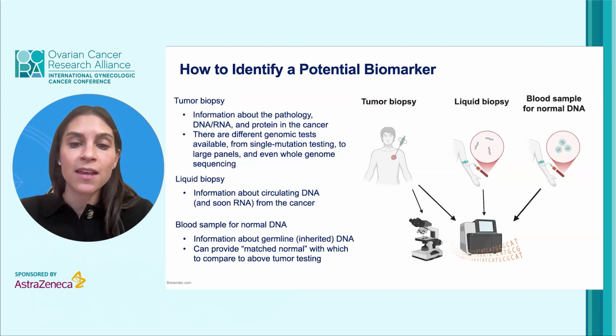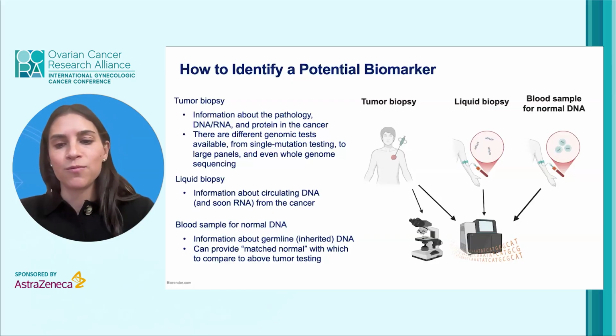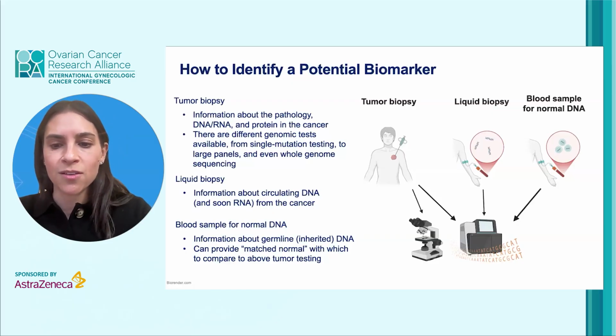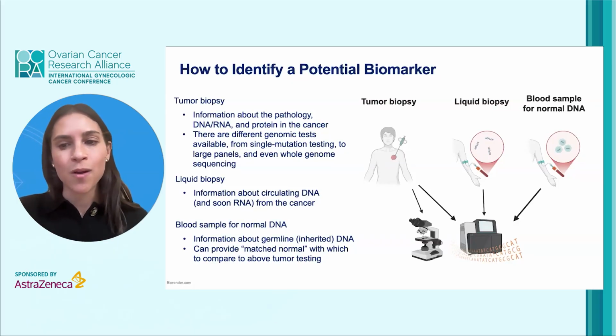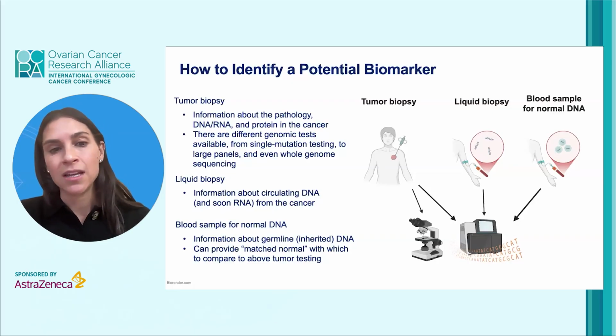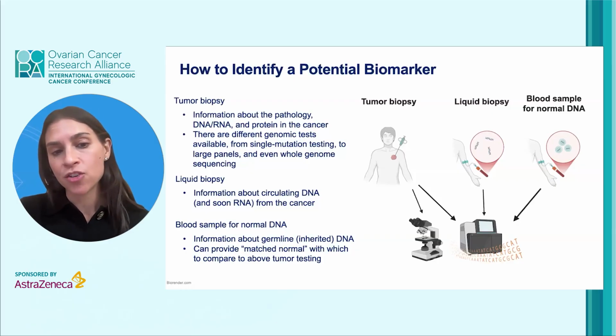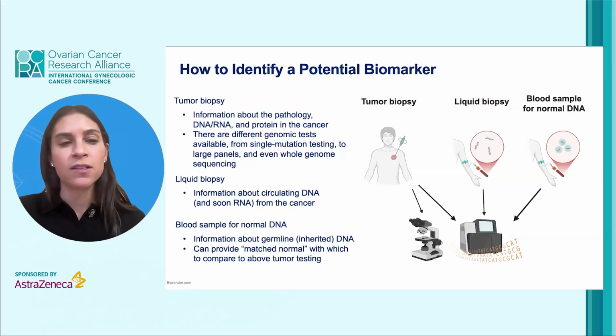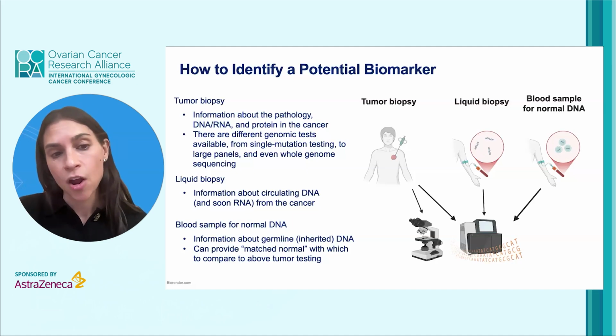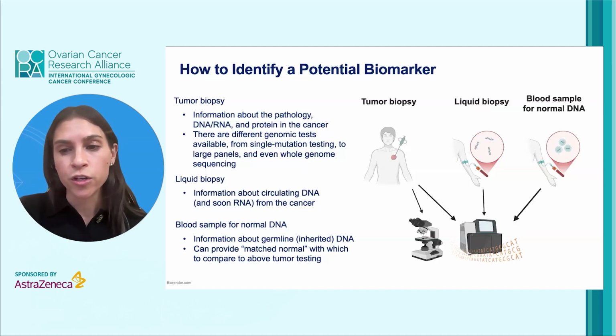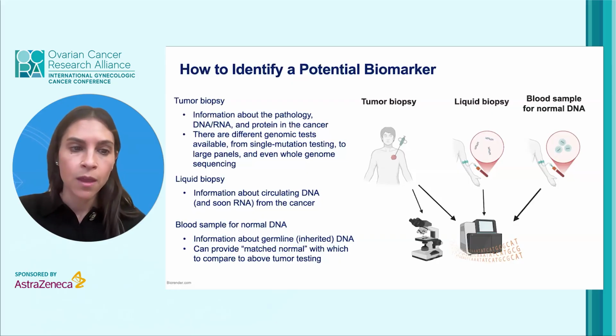You can also do testing using this little symbol on the bottom middle here, which is a sequencer. You can do DNA or RNA sequencing to look at what is the DNA transcript, what is the RNA transcript, are there specific mutations that we can identify? And you can look at the protein in the cancer as well. So you can look under the microscope and actually stain for the amount of different proteins, like the folate receptor, for example. There are different genomic tests available, from single mutation tests that test a very specific thing to these large panels that test 500, sometimes 800 cancer-related genes, and even whole genome sequencing, which sequences the entire genome.